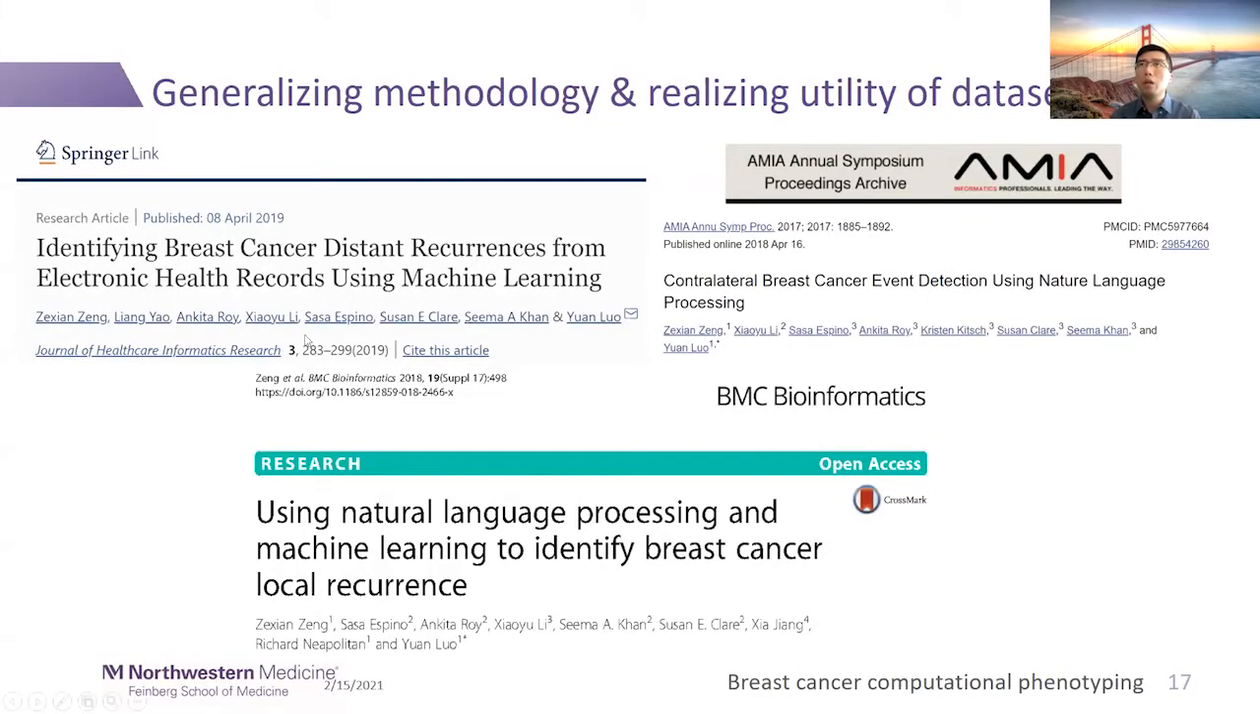And later on, we generated the algorithm to start looking at distant recurrence of breast cancer and also contralateral events of the breast cancer. For more details of the methodology, please refer to those papers cited here. And now I'm going to turn the microphone to Seema and start talking about how we were able to use the data set derived to really derive clinical insights for breast cancer patients.